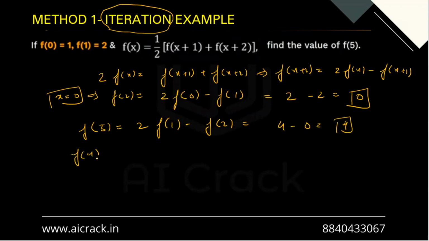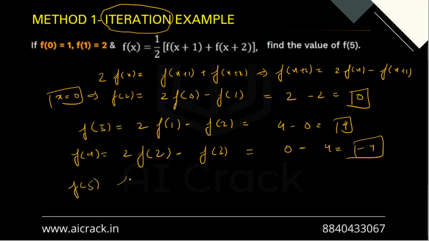Now f(4) would be 2 times f(2) minus f(3), right? Because I have kept x equals 2 here. Now 2 times f(2) would be 0 because f(2) is 0, right? Minus f(3), that is minus 4, which gives me minus 4. And similarly you can calculate f(5). So you can clearly see that we are iterating again and again.